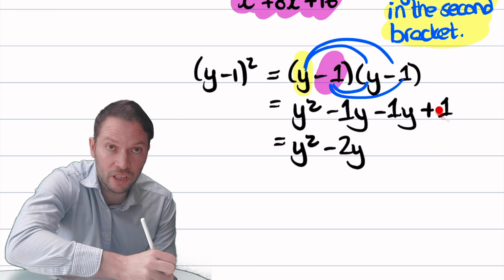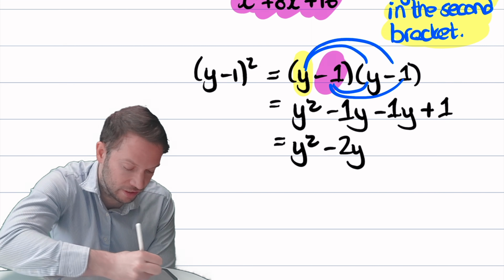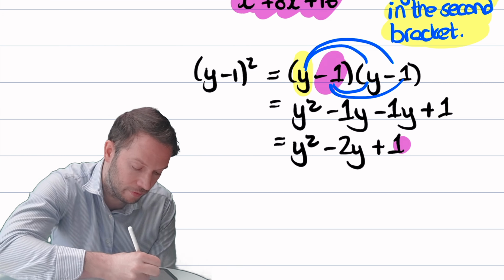It's the only constant term. It doesn't have a variable like these other 3 terms. So the plus 1 just stays as plus 1. And again, that is the final answer.